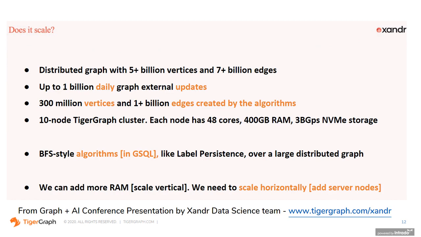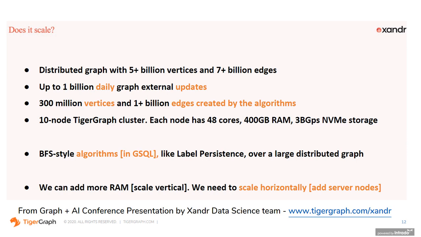And they talked about how this can scale. Currently they have a distributed graph with 5 billion vertices and 7 billion edges. They do over 1 million daily updates from external information. And then they do a billion updates internally by running algorithms and creating new edges. So they analyze the data, they see a new relationship, and they add an edge to the data.